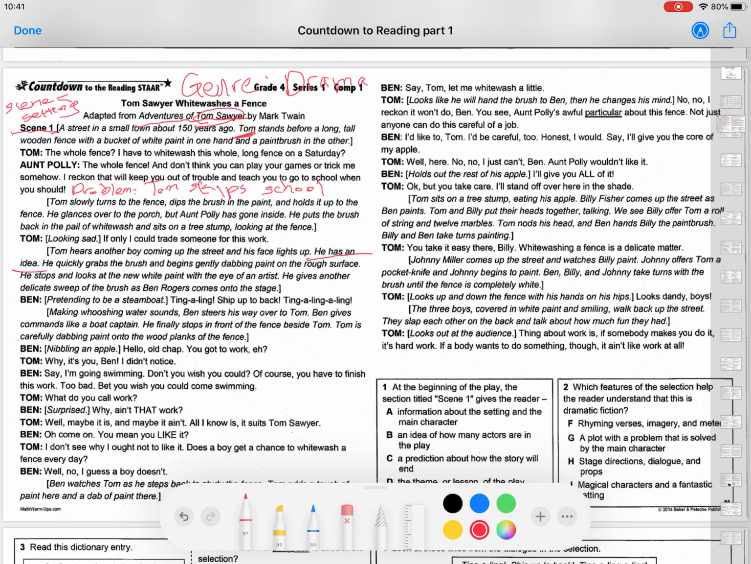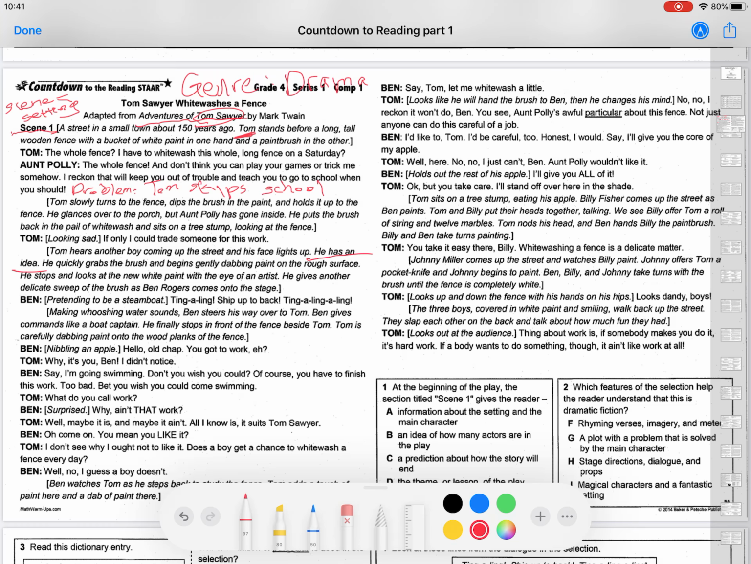He quickly grabs a brush and begins gently dabbing paint on the rough surface. He stops and looks at the new white paint with the eye of an artist. He gives another delicate sweep of the brush as Ben Rogers comes onto the stage. Ben, pretending to be a steamboat. Ting-a-ling. Ship up to back. Ting-a-ling-a-ling. Making whooshing water sounds, Ben steers his way over to the top. Ben gives commands like a boat captain. He finally stops in front of the fence beside Tom. Tom is carefully dabbing paint onto the wood planks of the fence.